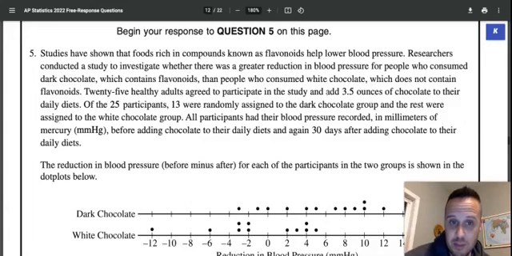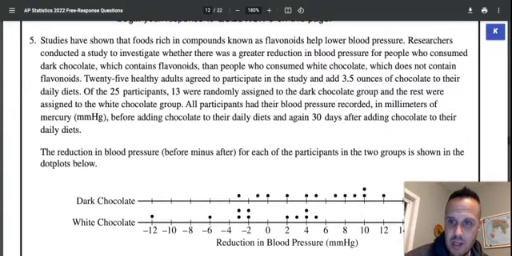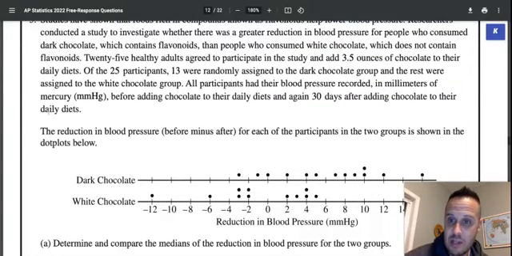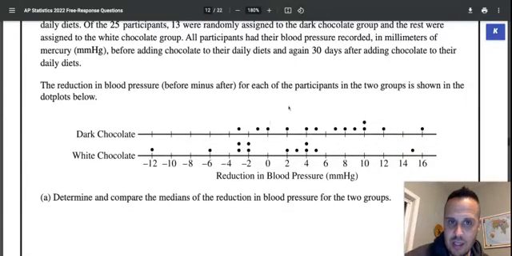25 healthy adults agreed to participate and add 3.5 ounces of chocolate to their daily diets. 13 were in the dark chocolate group, the rest were white chocolate. Okay, all participants had their blood pressure recorded in millimeters of mercury before adding chocolate to their diets and again 30 days after. Okay, so this is the reduction, before minus after.